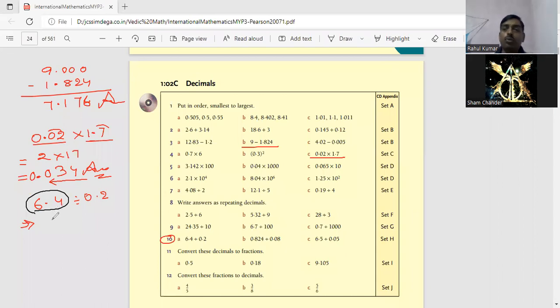Yes. So here for this, what you need to do, particularly for doing the division, okay? Convert the decimal number into a fraction.